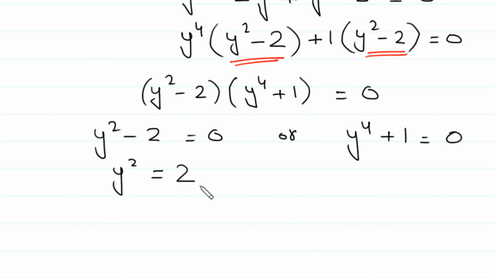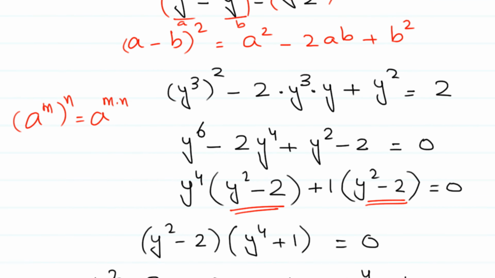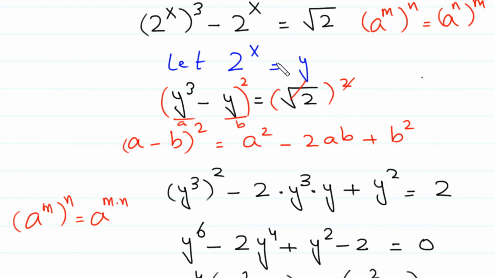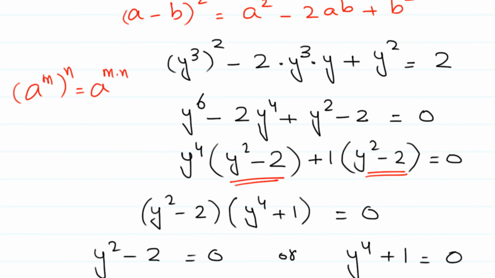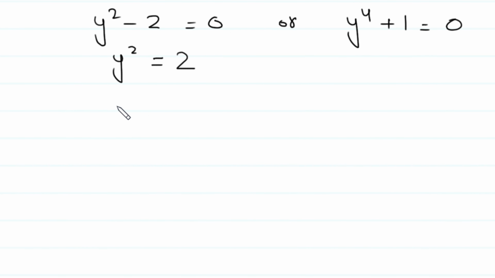Now recall that we have supposed 2 to the power x is equal to y. We have supposed 2 to the power x is equal to y. Now in this equation y square is equal to 2, we put this value of y, 2 to the power x. Value of y 2 to the power x to the whole power this power 2 is equal to this 2.